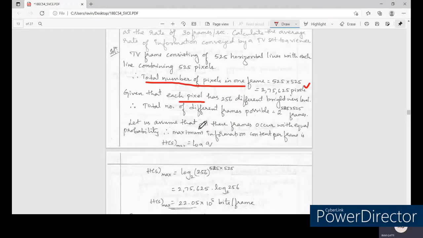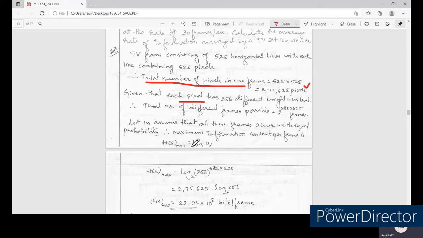Now next, let us assume that all the frames occur with an equal probability value. Since the probability values have not been given, we need to assume some probability. So all these pixel elements will occur with an equal probability value, that is, H max. Then it is easy for us to find the maximum entropy, or maximum information, which will be conveyed by the source or the TV.